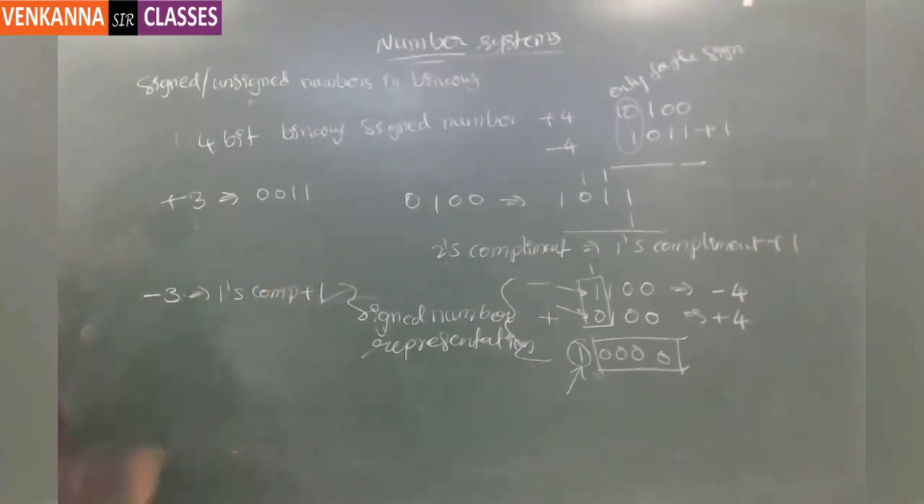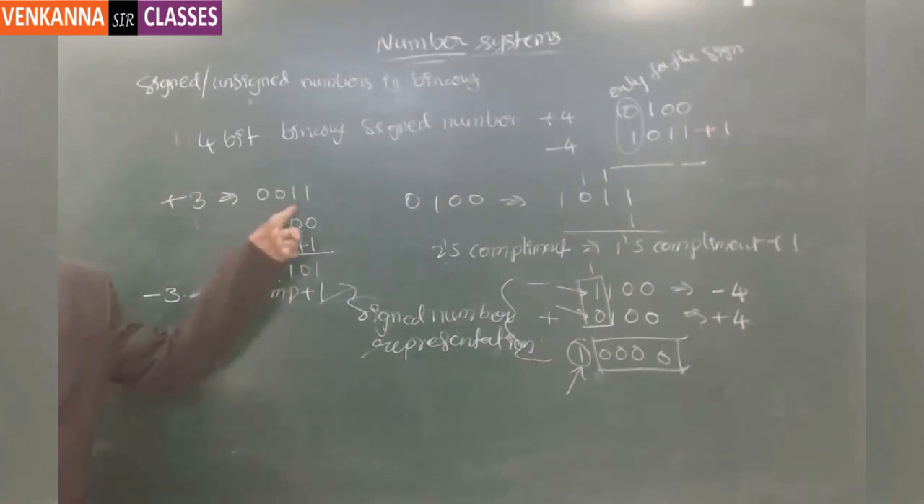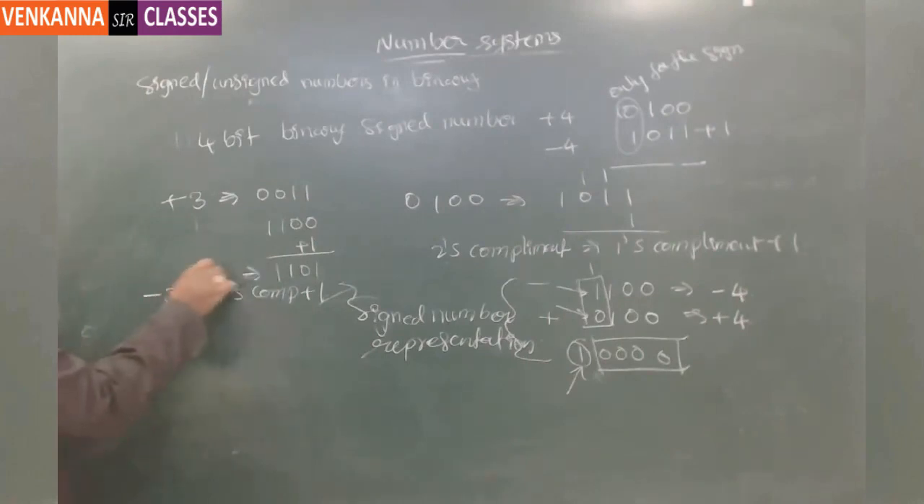plus 1. The 1's complement of this is writing opposite digits for each one. That is, 0 becomes 1, 0 becomes 1, 1 becomes 0, and 1 becomes 0. So this is the 1's complement. And for this you need to add 1 so that you will get the 2's complement. So 0 plus 1 is 1, 1 plus 0 is 1, 0 plus 0 is 0, and 1 plus 0 is 1. So 1 1 0 1 is the 2's complement of 0 0 1 1, which we represent in mathematics as minus 3, the 2's complement of plus 3.